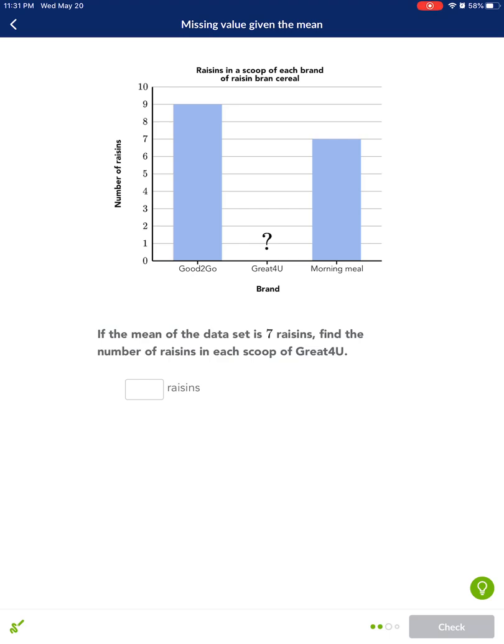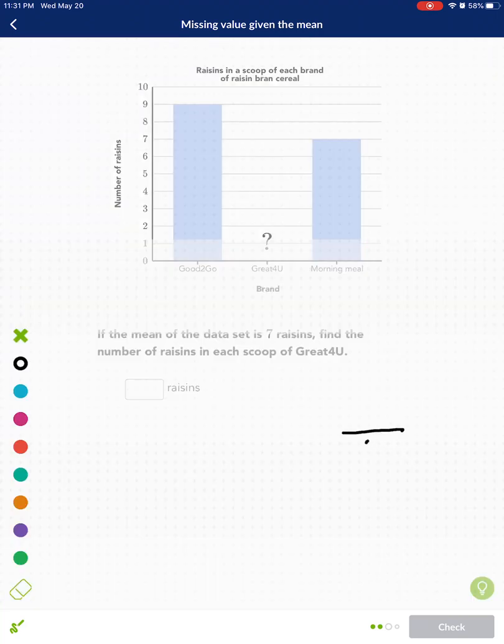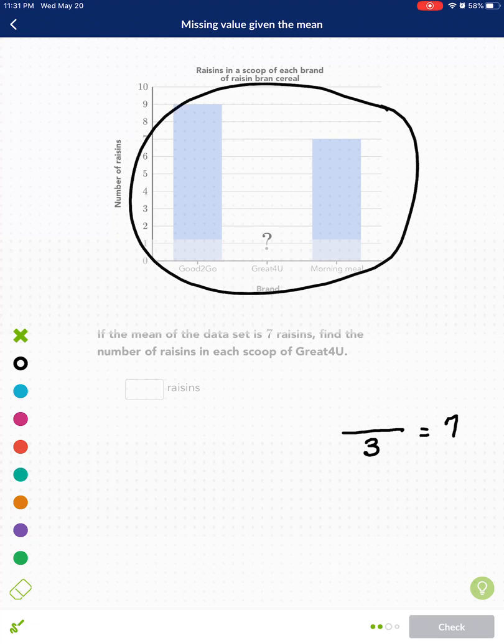Find the number of raisins in each scoop of Great For You. So again, we have 3 brands of cereal, right? So I'm going to take the number and divide it by 3. And we know that there are 7 raisins. So that means when we add up all 3 of these, this whole total, including this mystery guy in the middle, it's got to be 21, right? Because 21 divided by 3 will give us 7 on average.